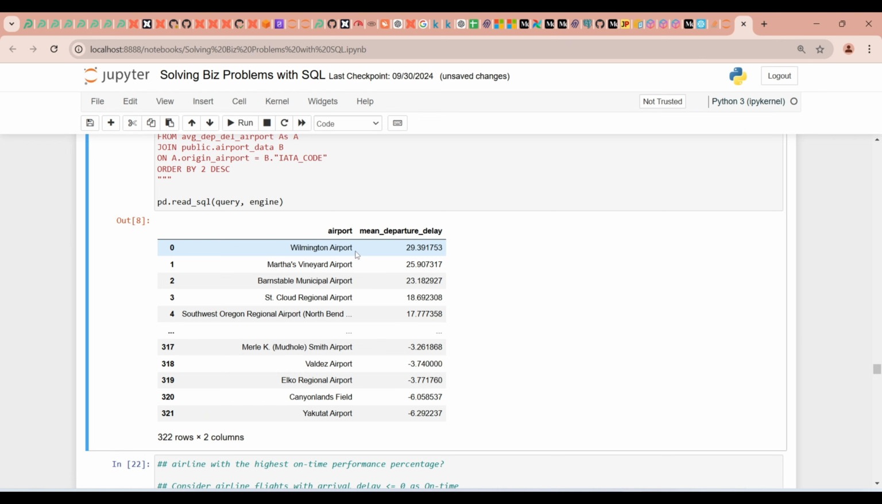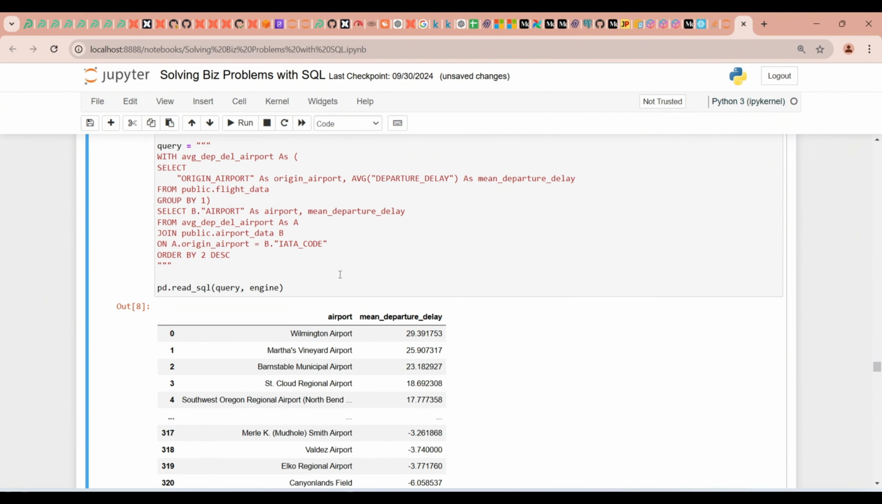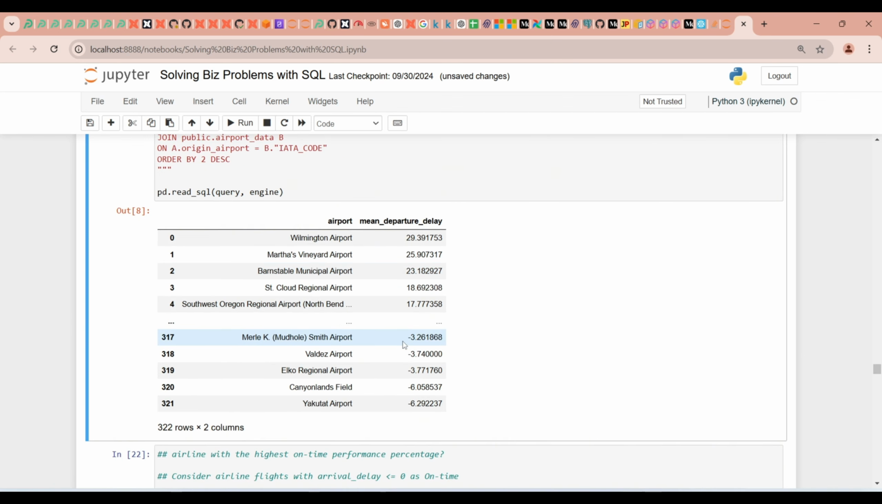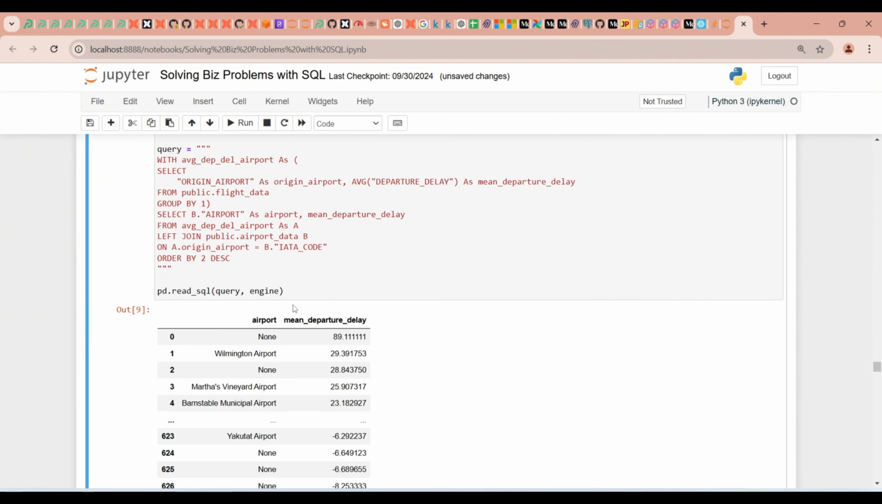Oh, there's something fishy going on. I did not see the airport that I saw before, which had about 89 seconds delay. It is no longer there. That was supposed to be the highest of them. That's weird. So let me do a left join. I think that must have been missing from the data, because that's weird.